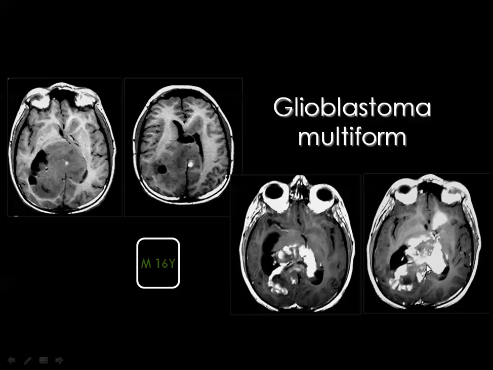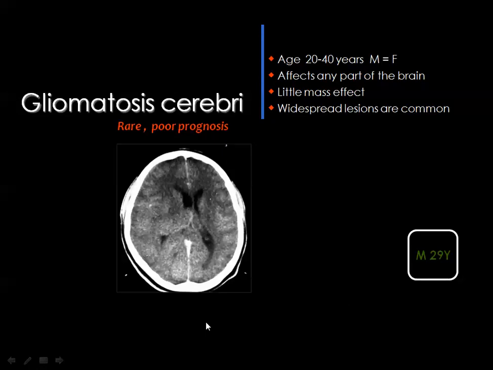Gliomatosis cerebri, or infiltrating glioma, is a rare tumor which infiltrates the substance of the brain and does not enhance after injection of contrast. So in the CT scans, you cannot see the tumor itself either before or after contrast injection, but you see its mass effect on the ventricle.